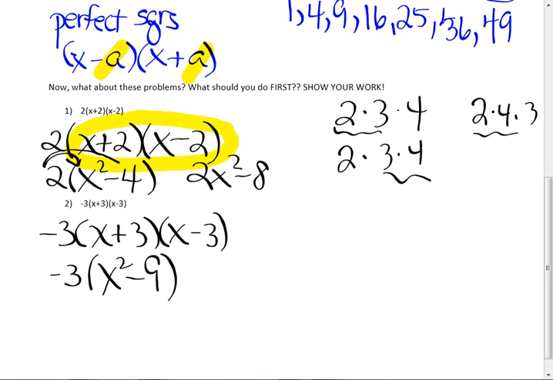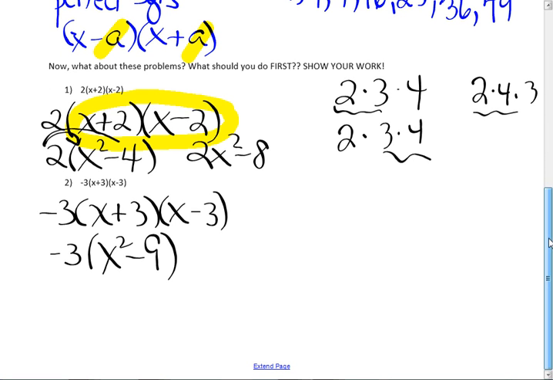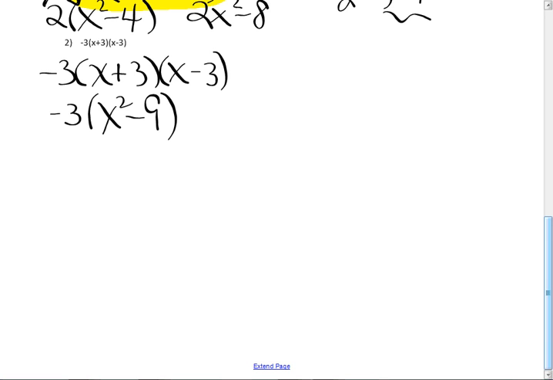Be careful though, it doesn't always work. It only works if those are the same number but opposite sign. If you have x plus 3 times x plus 3, it doesn't work anymore. It's a different pattern. So it's negative 3x squared, and then don't forget to distribute. What's that going to be? What's a negative 3 times a negative 9? Matt? Close. 3 times 9 is bigger. Plus 27.